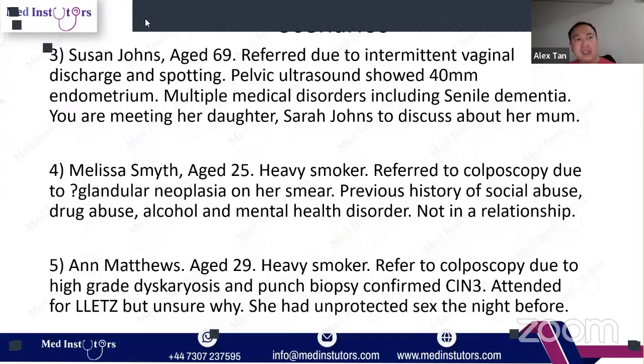But what other options are there other than the coil, anything else that you offer me? Yeah, we have the option of tablets, that is ulipristal (EllaOne) and levonorgestrel. They both delay the ovulation. Yes, that's correct. EllaOne works this way, and levonorgestrel works this way, or the copper coil or Mirena coil. You can put it in at the time of the LLETZ. That's all correct.